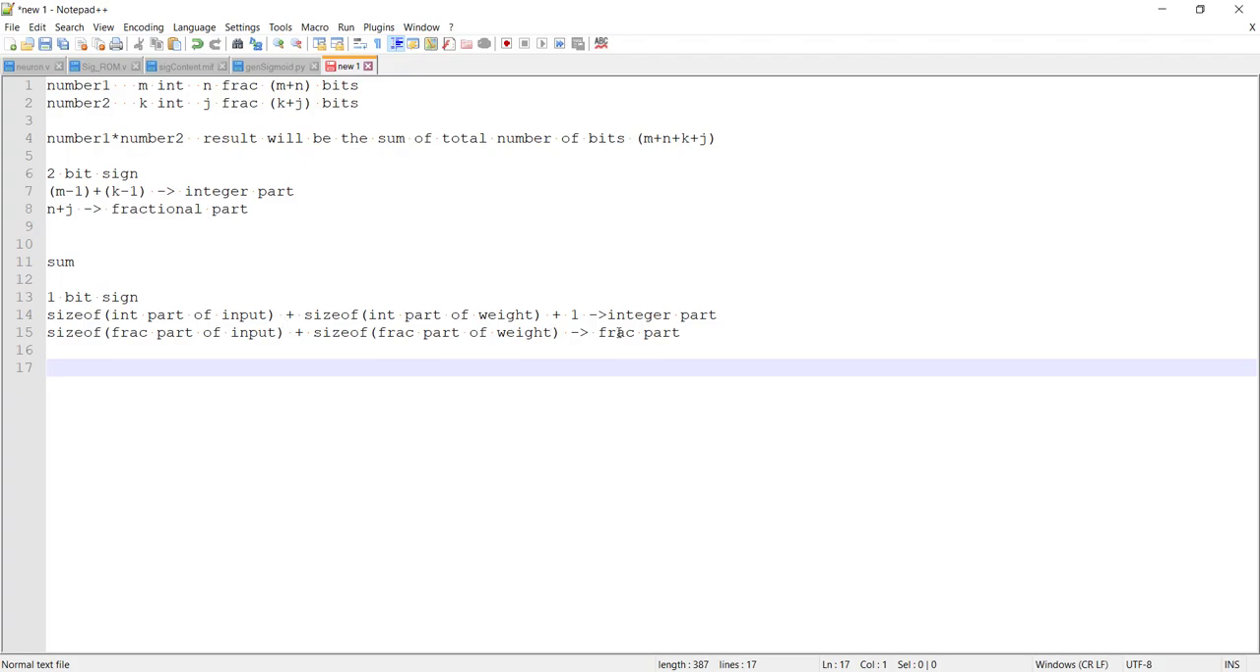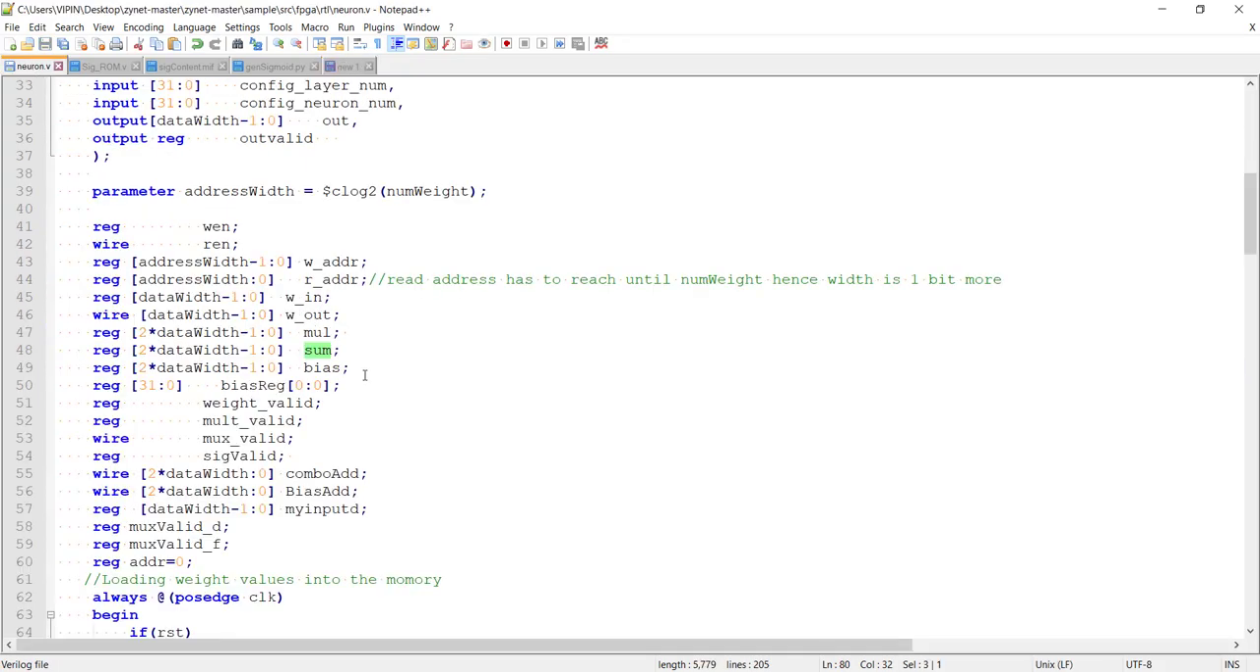Data width is the same for input as well as weight, but their composition can be different, integer part and the fractional part. But when we look at the sum as a whole, its size will be 2 times data width minus 1. So this we need to keep in mind, because things may be slightly confusing here. So I found the sum.